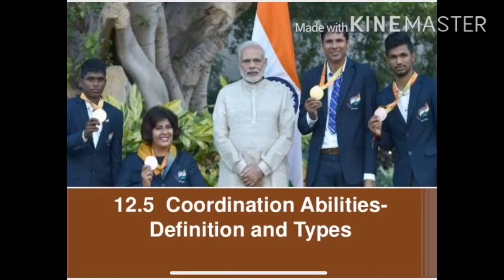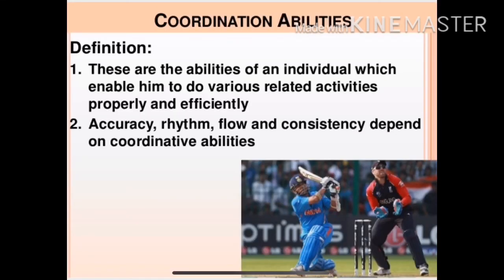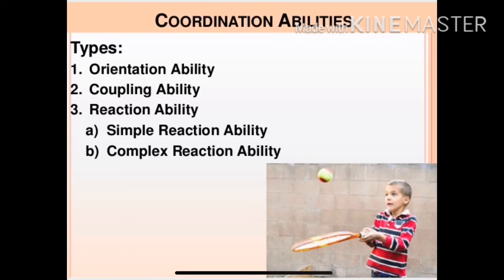So the last topic is coordinative ability, in which we will study types of coordinative ability. Coordinative abilities are the abilities of an individual which enable him to do various related activities properly and efficiently. Accuracy, rhythm, flow and consistency depend on coordinative abilities. So the types of coordinative abilities are: number 1, orientation ability, second, coping ability, and third is reaction ability.